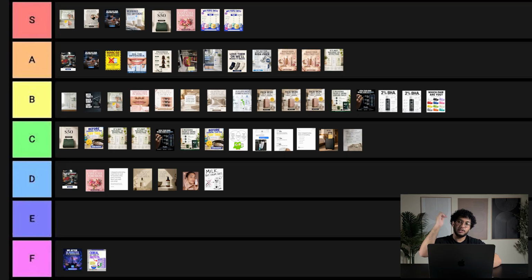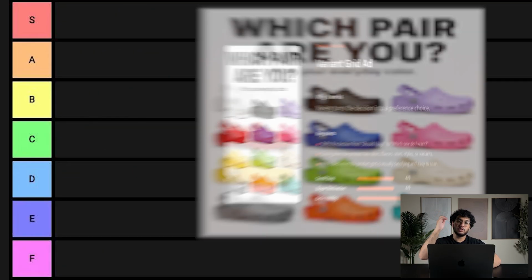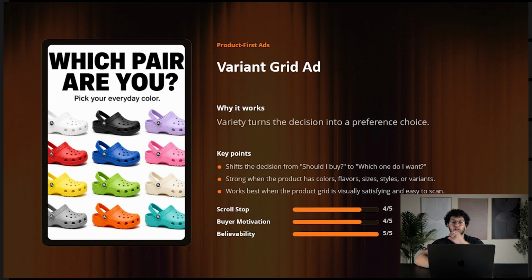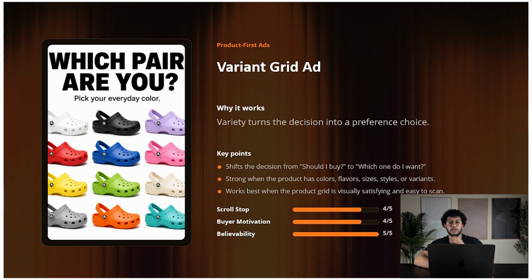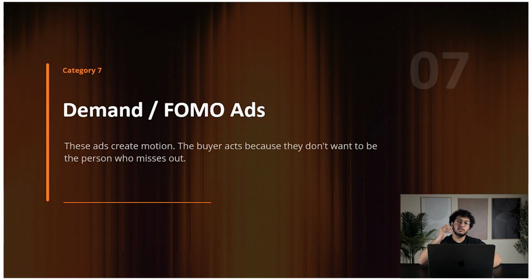Variant grids are B tier. They work because they shift the question. So instead of asking, do I want this, the viewer starts asking, which one do I want? This creates a useful psychological shift. It works well for colors, flavors, styles, sizes, and collectibles, but the product has to be visually strong. If the variants are not exciting, the format is just a product catalog. So this is useful, but it is product dependent. B tier. Now let's move on to demand and FOMO ads.